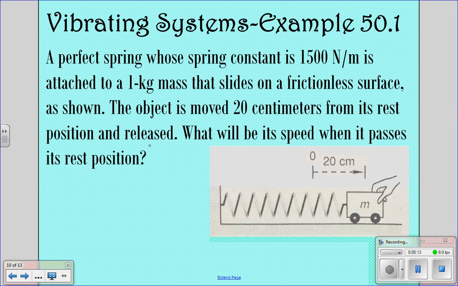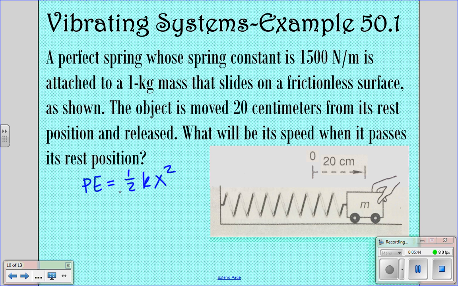We've got a perfect spring whose spring constant is 1500 newtons per meter, and it's attached to a 1 kilogram mass that slides on a frictionless surface as shown. The object is moved 20 centimeters from its rest position and released. What will be the speed when it passes its rest position? We are going to use the fact that our potential energy is going to be 1/2 k times the distance squared.